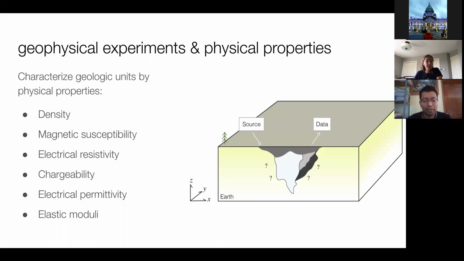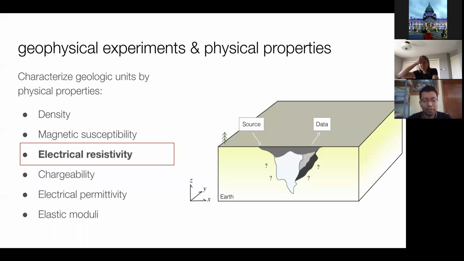There are a few different experiments and a few different physical properties that we can consider. You can characterize geologic units by differences in physical properties. We could look at differences in density. We could look at magnetic susceptibility, electrical resistivity, chargeability, which is basically a rock's tendency to act like a capacitor. We could look at electrical permittivity, or in seismic, which I believe many folks here work with, elastic moduli.